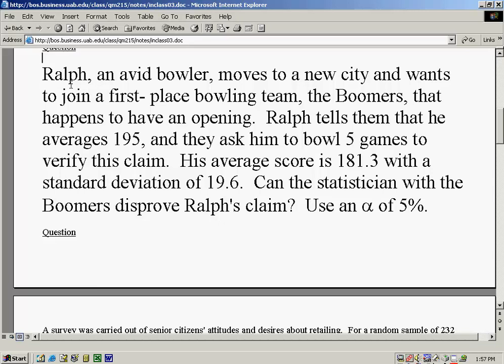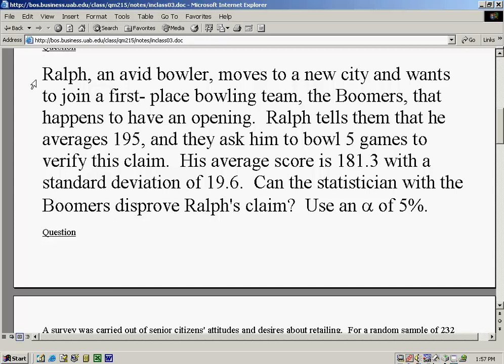Now do another small sample test with averages. Ralph, an avid bowler, moves to a new city and wants to join a first-place bowling team, the Boomers, that happen to have an opening. Ralph tells them that he averages 195, and they ask him to bowl 5 games to verify this claim.